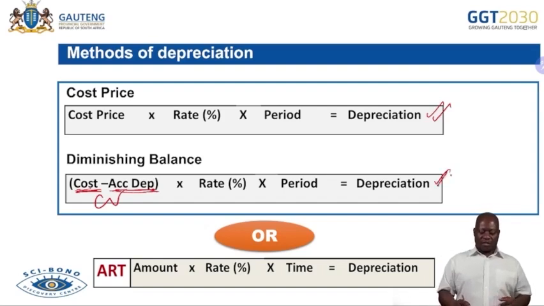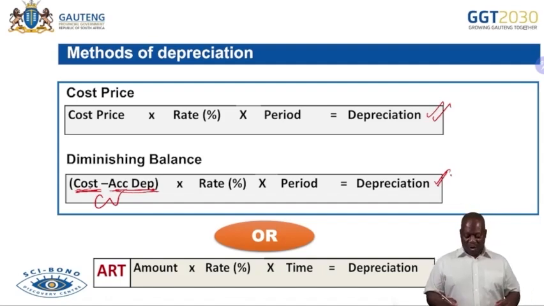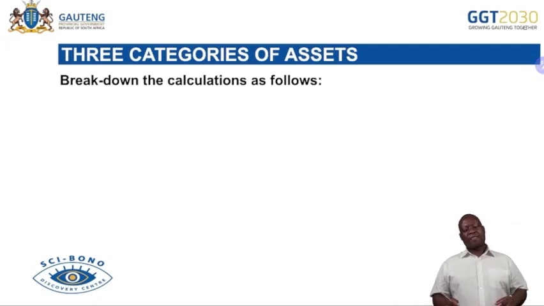In other words, they said accounting is an art. Calculating depreciation, it's an art. Amount times rate times time equals art. Depreciation is an art. Now let's move on to the next part.